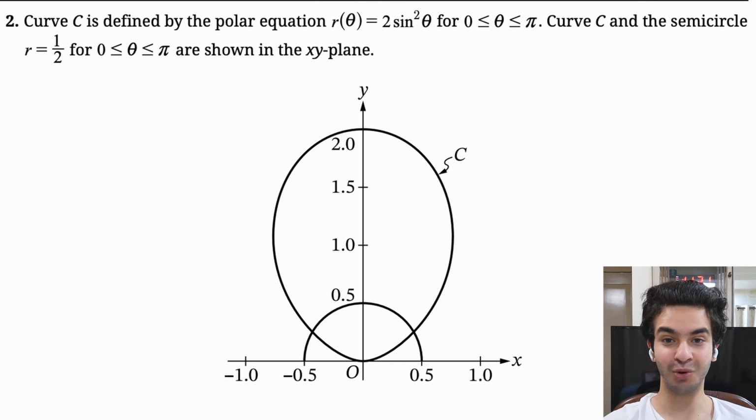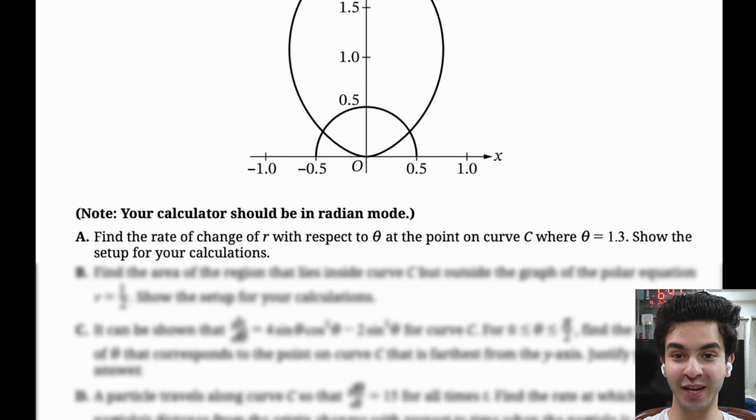Curve C is defined by the polar equation r of theta equals 2 sine squared theta for theta between 0 and pi. Curve C and the semicircle r equals 1/2 are shown below. So part A, it says find the rate of change of r with respect to theta at the point on curve C where theta equals 1.3.